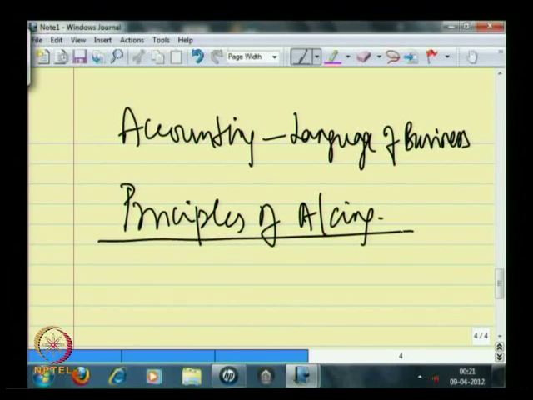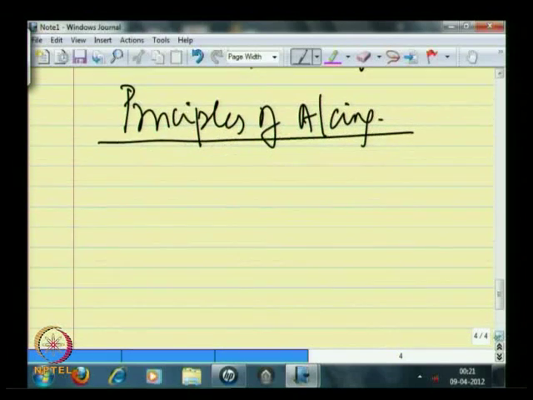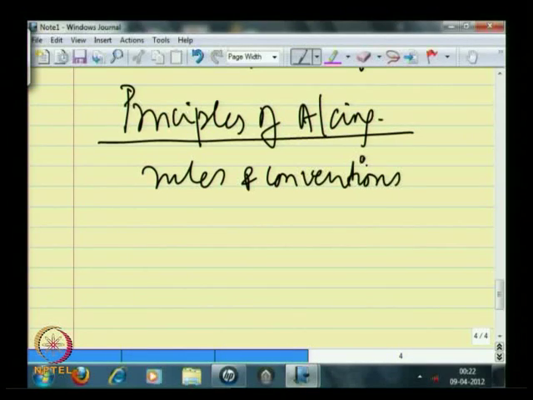Now, before I tell you what those principles are, let me clarify that these accounting principles are general rules and conventions. These are rules and conventions, which means it is a settled form that actually provides the basis on which business practice or accounting as a profession is conducted. It is kind of a general law, a guide to action.